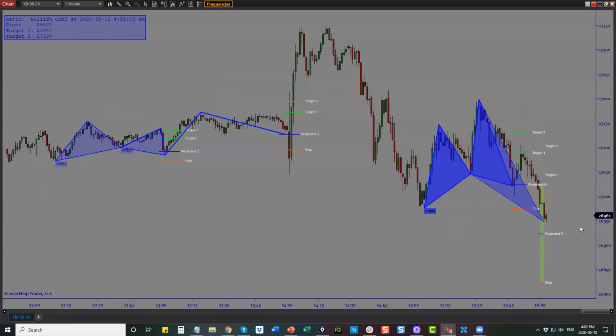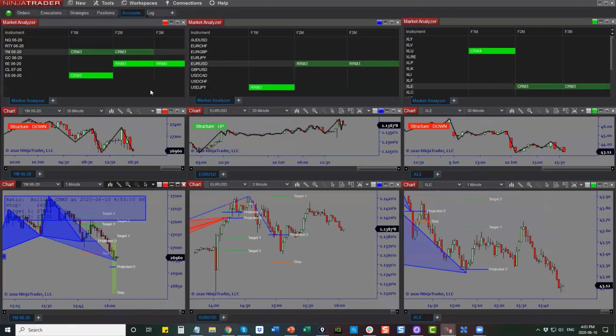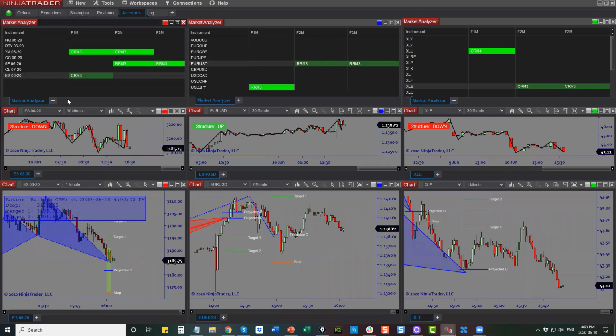Okay, it hit the target before it hit the stop. Anyways, the point of the matter is, I wouldn't trade the YM trade. I wouldn't touch this one either because it's going against the big picture structure. Right? I wouldn't touch it. Structure is down on the S&P. I ain't touching it. I ain't touching anything long. I'll wait for shorts because it increases the efficiency. It increases my expectancy. Okay. Totally does.